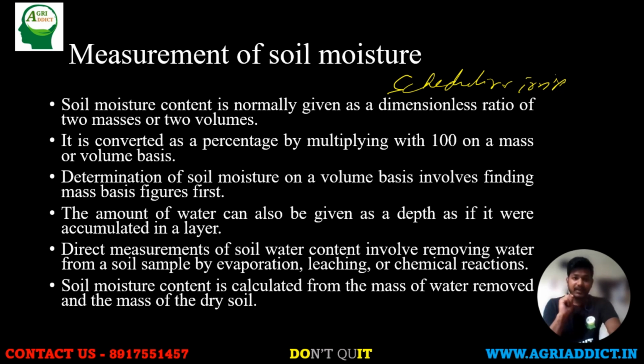Normally, soil moisture content is a dimensionless ratio. There is no dimension, means there is no unit of soil moisture content. But for our convenience, we convert it to a percentage by multiplying with 100. Understood?